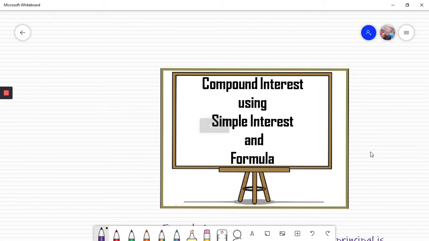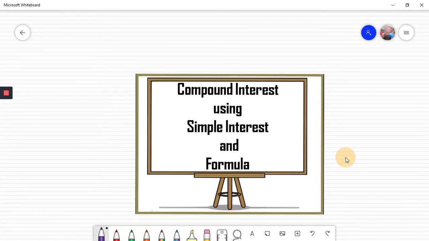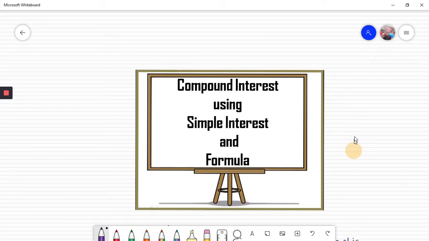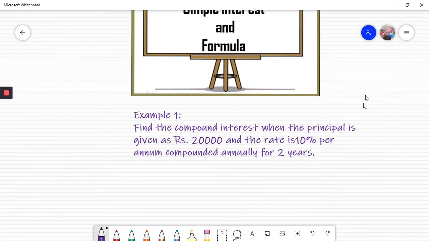So, today I'm going to discuss compound interest calculations using the simple interest method and the formula. There are two different ways to calculate compound interest. I'm going to explain both of these using an example in this video. So, let's take an example.